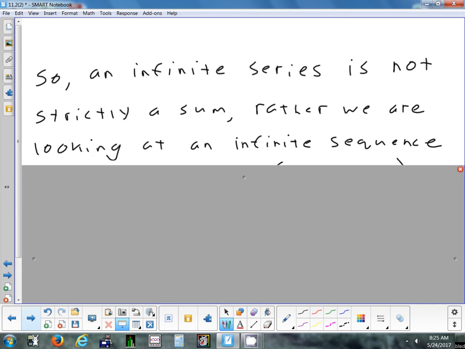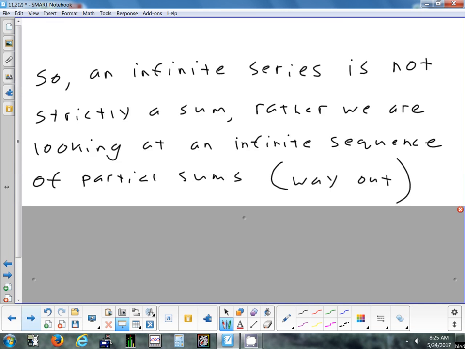So to think about an infinite series, we're not really looking at a sum. What we're looking at is a sequence of partial sums really, really far away. That's the best we can do, because it's not possible to add up infinitely many terms. So what we might look at is, what would happen if you add up the first 10 terms? Then let's go a little further. What happens if you add up the first 100? What happens if you add up the first 1,000? We're just going to look way, way out and see what the pattern looks like if you add up a really, really large amount of terms.